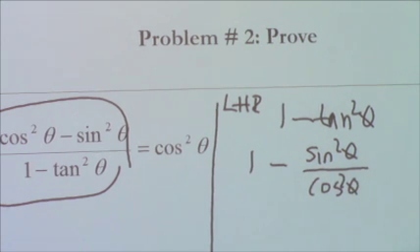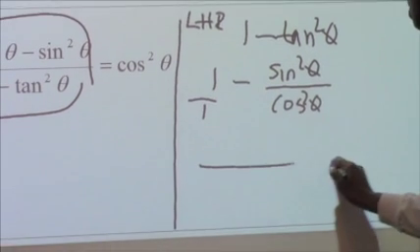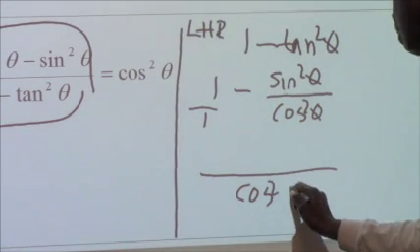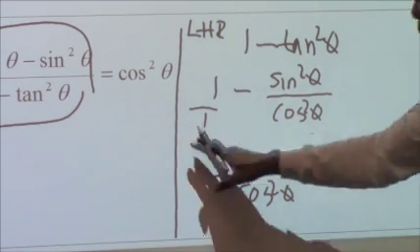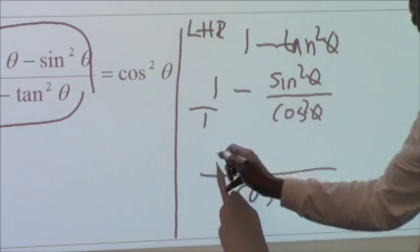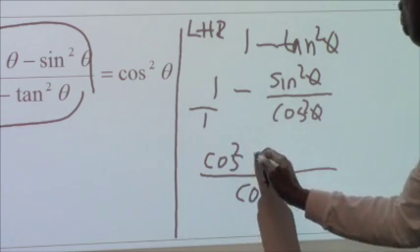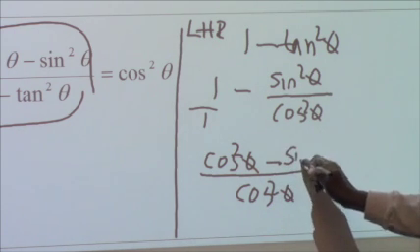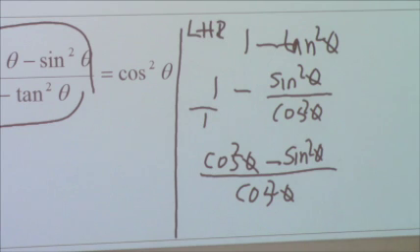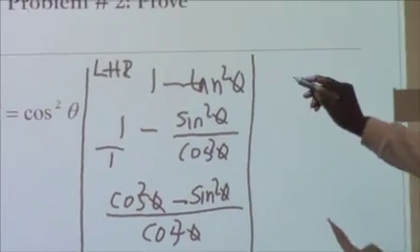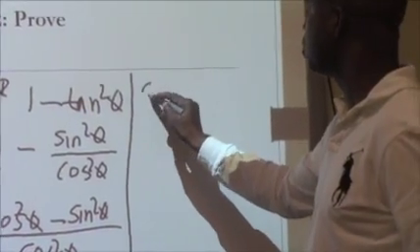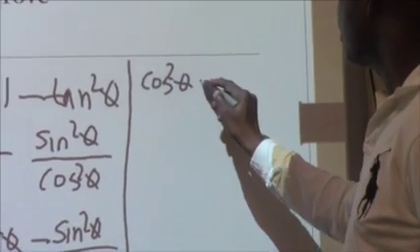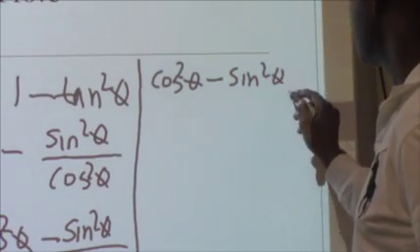Now, I have to add fractions. The denominator here is 1. The least common denominator is going to be cosine squared theta. So 1 times cosine squared theta is cosine squared theta. Cosine and cosine will cancel here. 1 times sine squared theta, I'll just have sine squared theta. So now I have changed my denominator to look like this.